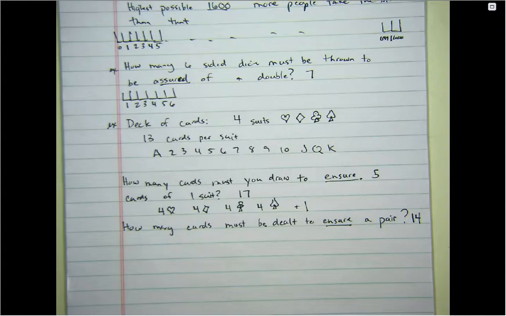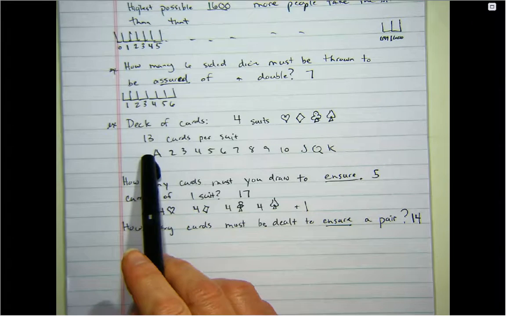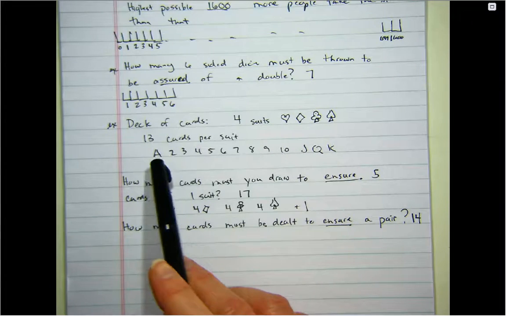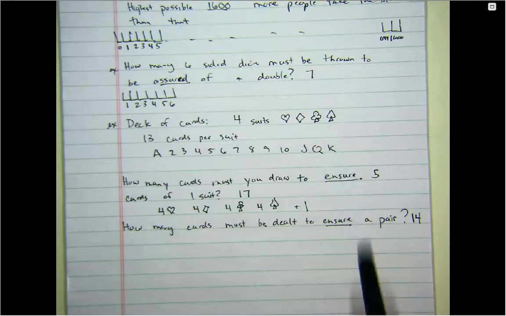14, because you could deal 2 of a kind right away, but you didn't necessarily have to get 2 of a kind right away. If you went and dealt, you might get every single one different. Ace, 2, 3, 4, all the way up to king. But then on your 14th card, that would have to match one of the other ones.